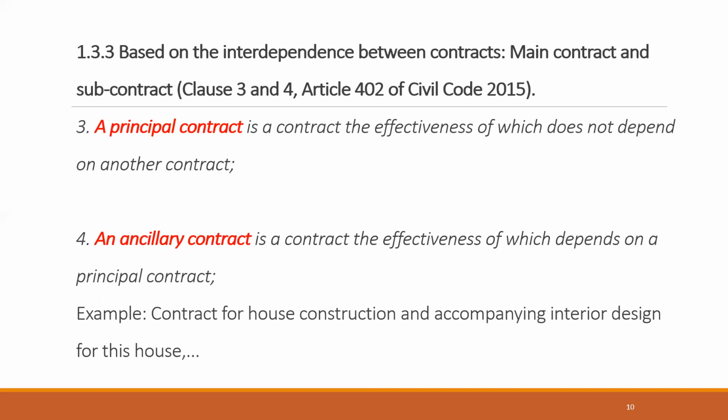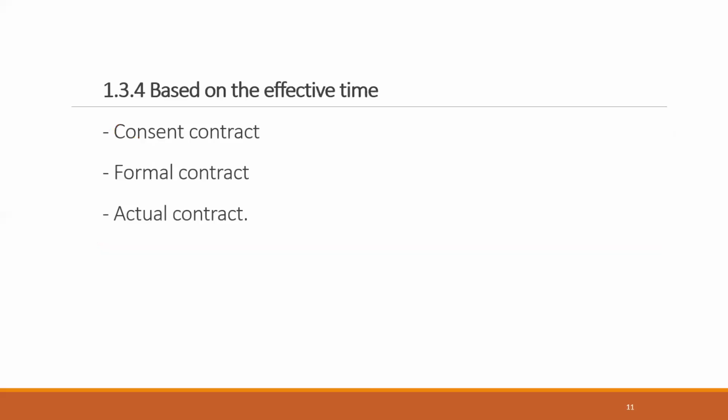Based on the interdependence between contracts, we have a main contract and a subcontract. A principal contract is a contract, the effectiveness of which does not depend on another contract. An ancillary contract is a contract, the effectiveness of which depends on the principal contract. For example, a contract for house construction and an accompanying interior design contract for this house, etc. Based on the effective time, we have a consent contract, formal contract, and actual contract.